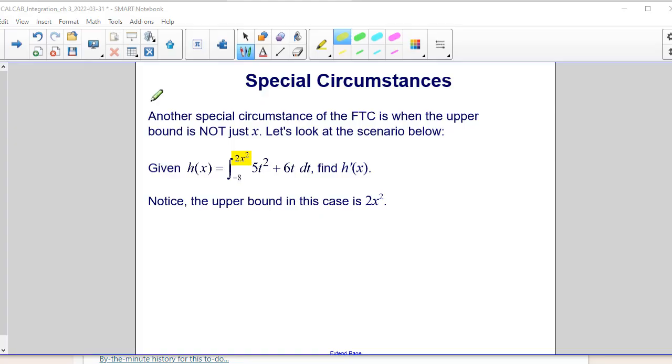Another special circumstance of the FTC is when the upper bound is not just x. Let's look at this scenario below. Here we have h of x is equal to the integral from negative 8 to 2x squared of 5t squared plus 6t dt. We want to find h prime of x. So we notice that the upper bound in this case is not a plain x, but it's 2x squared.